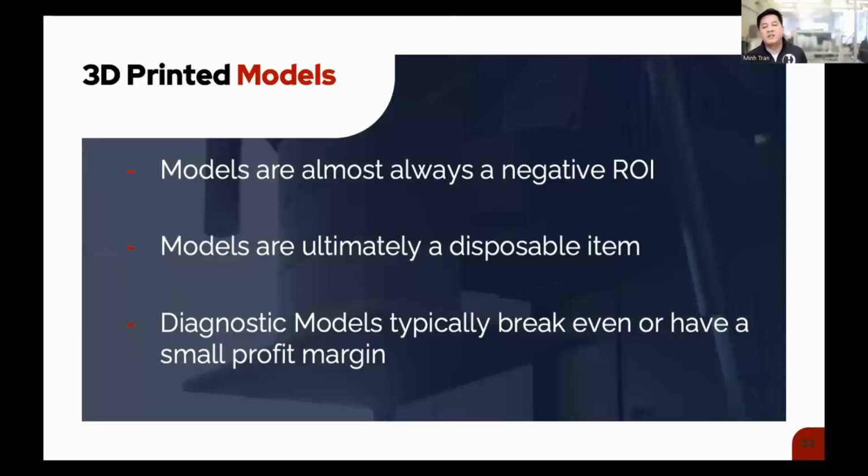I speak about this often. 3D printed models are typically a loss leader item in the lab because they're ultimately disposable objects, right? They end up in the garbage because they're used as something that you use to fabricate a crown, an appliance, a device, whatever it may be. 3D printed diagnostic models, however, are actually one of the few printed items that generally pay for themselves or break even, or maybe even we generate a little bit of a profit in the lab off of them.